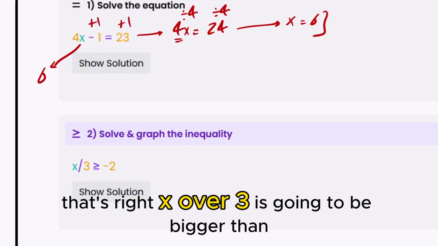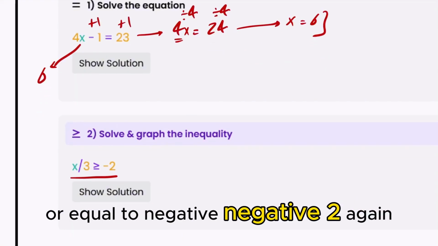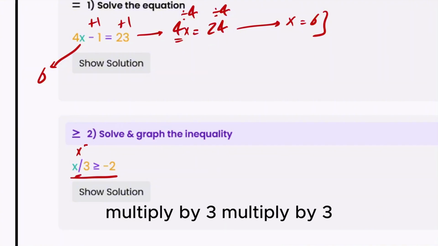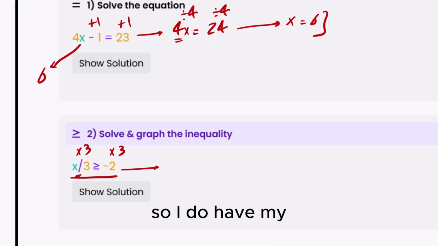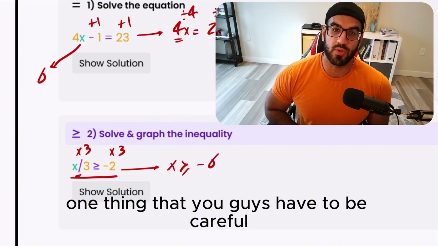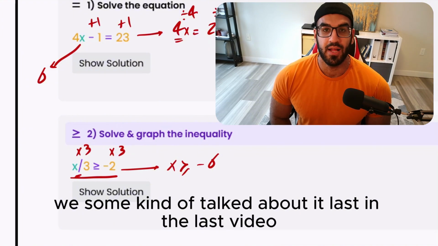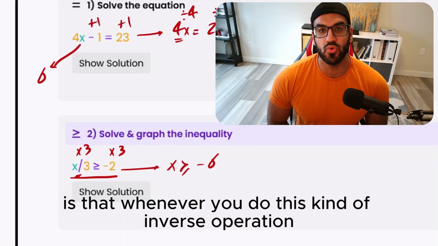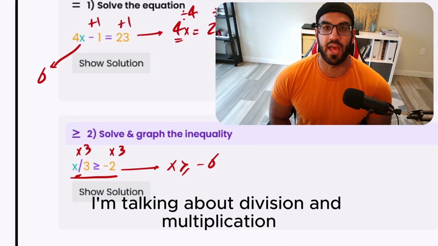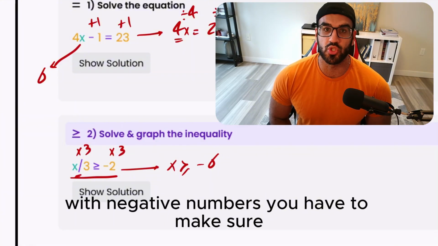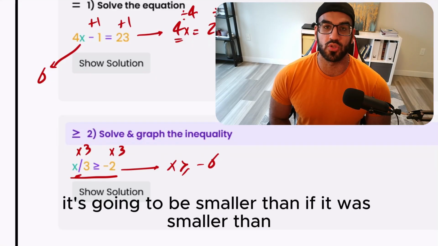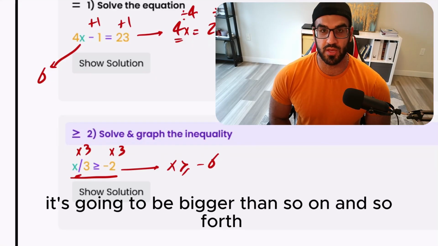That's right. x over 3 is going to be bigger than or equal to negative 2. Again, I do have the division over here, so multiplied by 3, multiplied by 3. So my x is going to be bigger than or equal to negative 6. One thing that you have to be careful about, we talked about it in the last video, is that whenever you do this kind of inverse operation, especially I'm talking about division and multiplication with negative numbers, you have to make sure that you flip the sign. If it was bigger than, it's going to be smaller than. If it was smaller than, it's going to be bigger than, and so on and so forth.